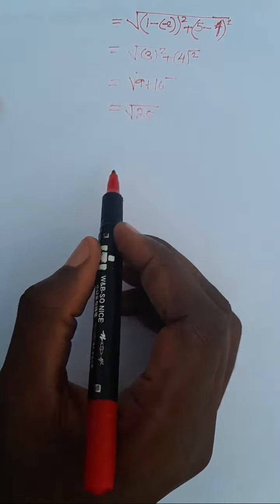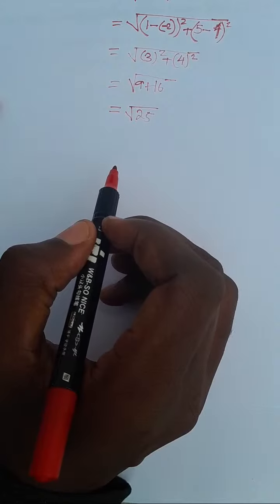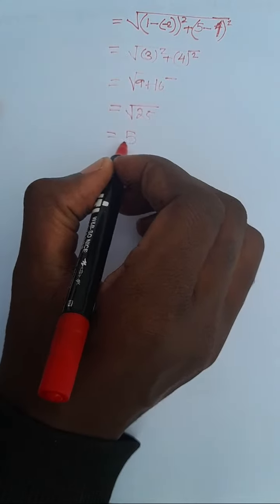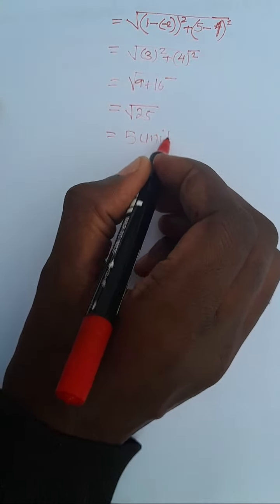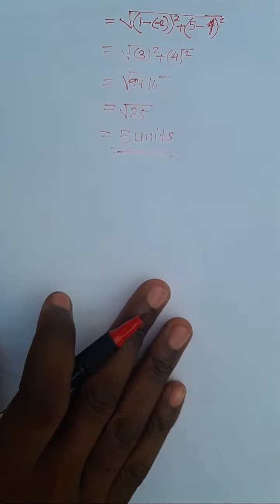So the square root of 25 is plus or minus 5, but we're going to get a positive value because this is length. So we are going to have 5 units. So that's the magnitude of AB.